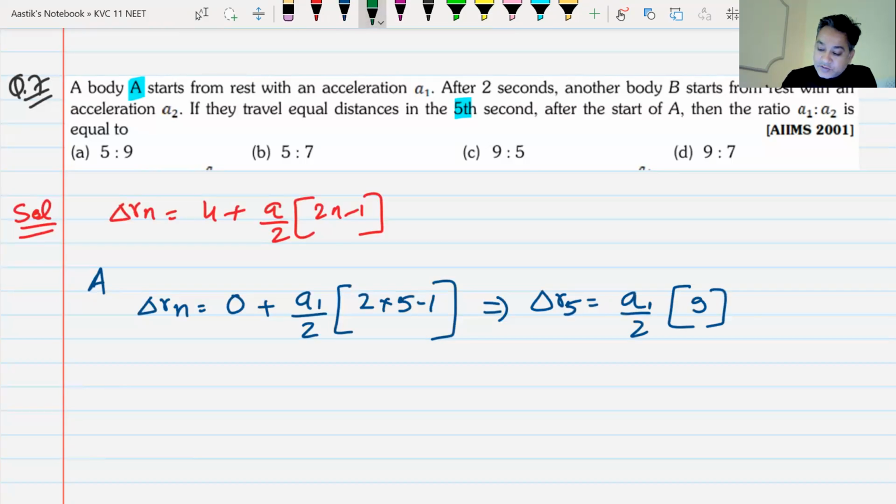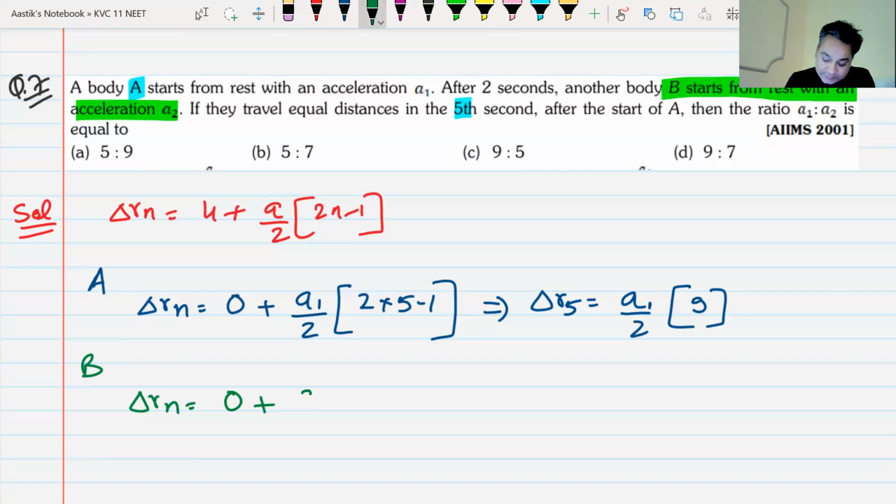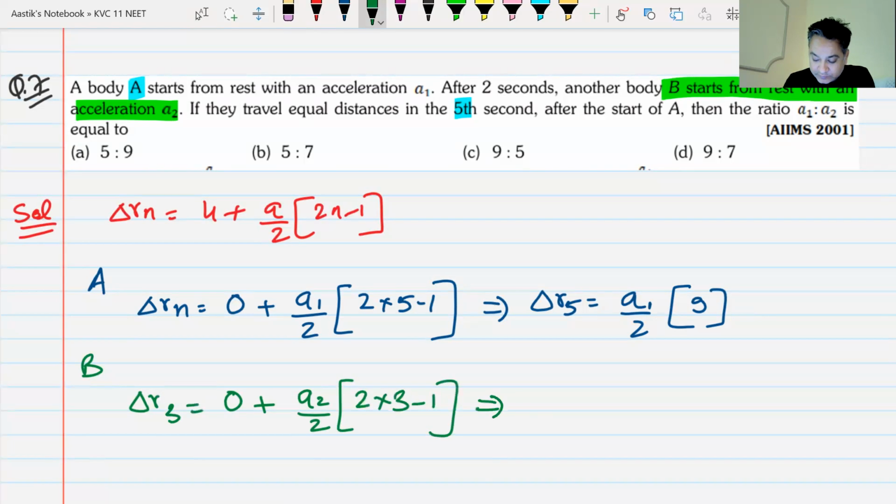Similarly, I go to the next body. The next body is the green body. The green body has an acceleration a2, body B. The displacement for this body is again initial velocity 0 plus a2 by 2, but it starts 2 seconds afterwards. Therefore, for it, it is not the fifth second, it is the third second. Do we understand this? So I write displacement in the third second. This will be 2 into 3 minus 1. Displacement in the third second will come as a2 by 2 multiplied by 5.